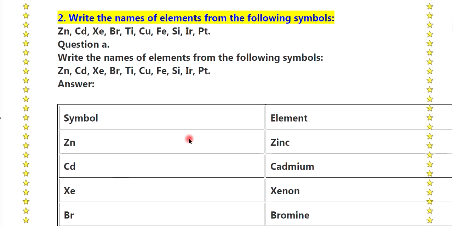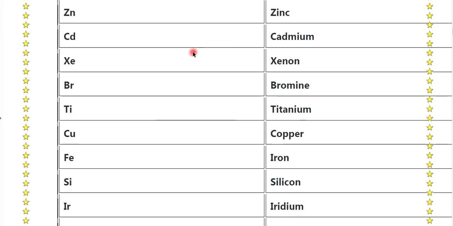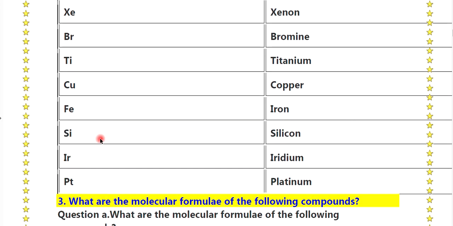See question number 2. Write the name of the elements from the following symbols: Zn, Cd, Xe, Br, Ti, Cu, Fe, Si, Ir, Pt. Answers: Zn for zinc, Cd for cadmium, Xe for xenon, Br for bromine, Ti for titanium, Cu for copper, Fe for iron, Si for silicon, Ir for iridium and Pt for platinum.